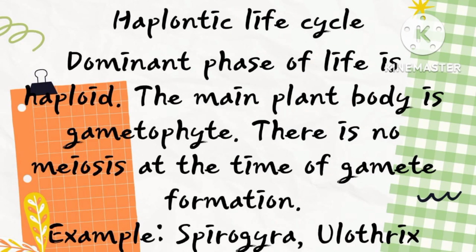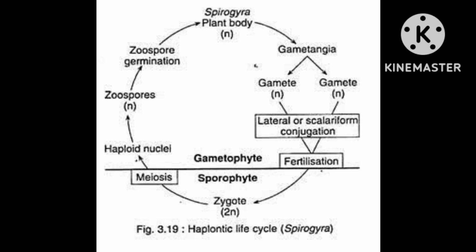Here, the dominant phase of the life cycle is haploid. The main plant body is gametophyte, and there is no meiosis at the time of gamete formation. Examples include Spirogyra and Ulothrix. Now we will understand the haplontic life cycle in detail by taking the example of Spirogyra.